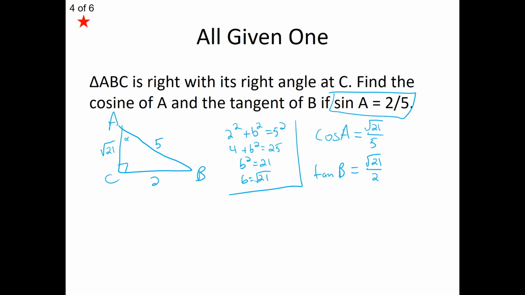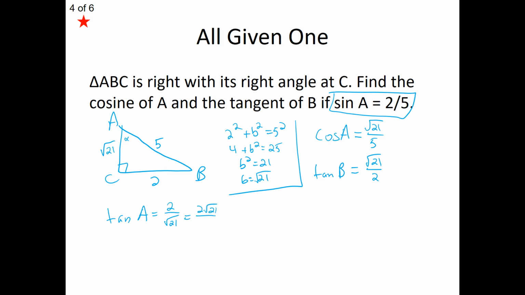Now, of course, we don't even have to stop there. We can keep going. We've got the sine of angle A and the cosine of angle A. What if I wanted to know the tangent of angle A? Well, I can do that as well. Tangent of angle A is the opposite over adjacent. So that would be 2 over √21. Now, of course, we want to rationalize that.